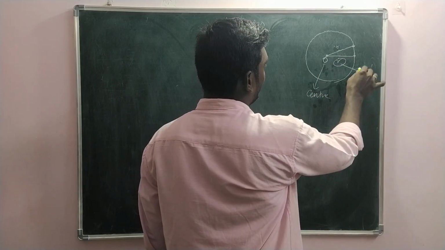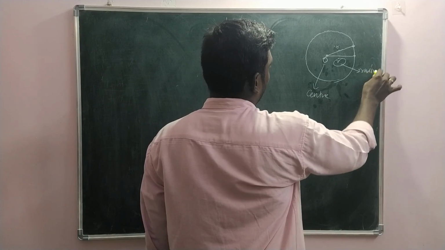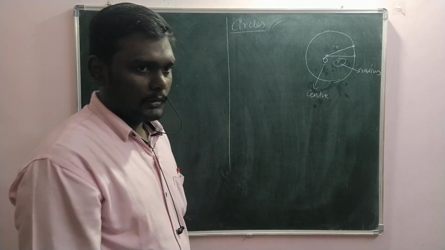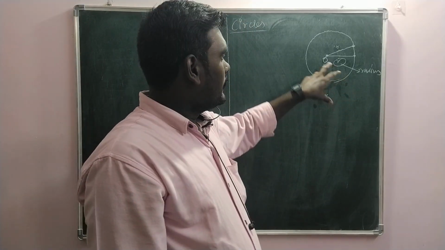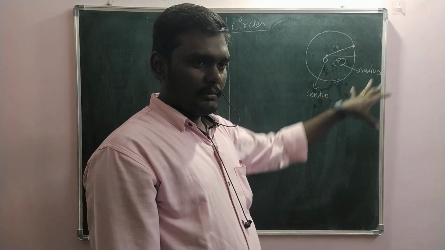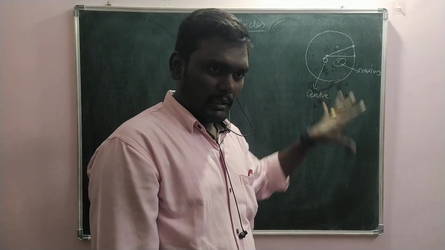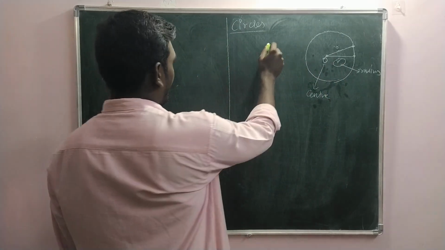and this fixed distance is called the radius of the circle. Okay, that's all we know at this moment. And then there are three regions that will be created. When we draw a circle in a plane surface, there will be three regions created.